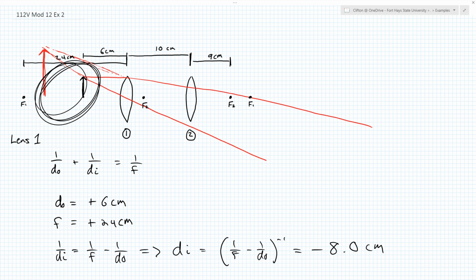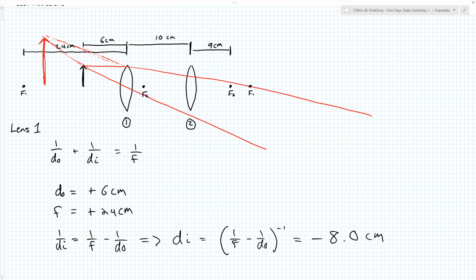So if we have an image that's formed on the side that light is going to, then we get a positive image distance. Now we know that that image distance should be negative because we just drew a ray diagram, and it shows that the image is on the same side of the lens as the object. All right, so -8 centimeters is the image that's formed by the first lens.